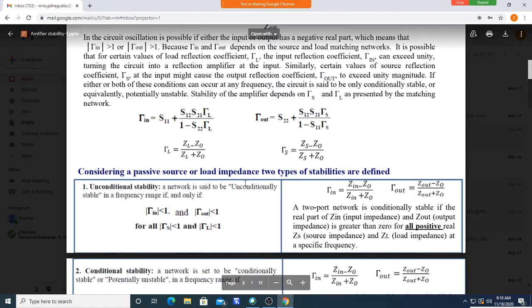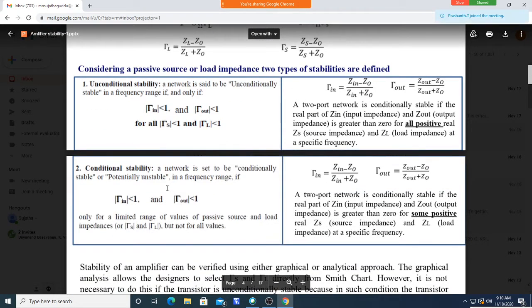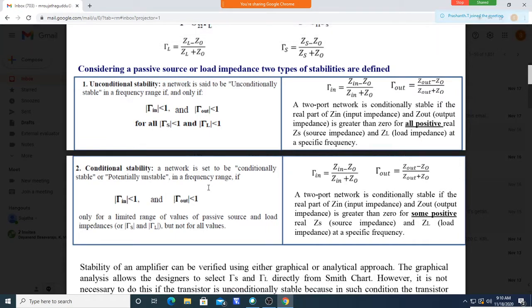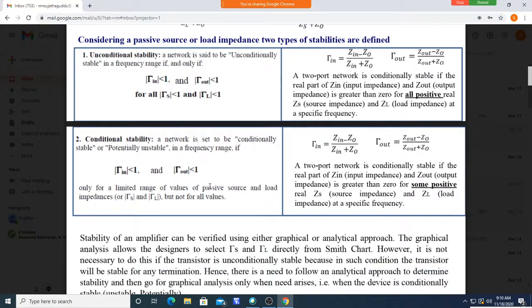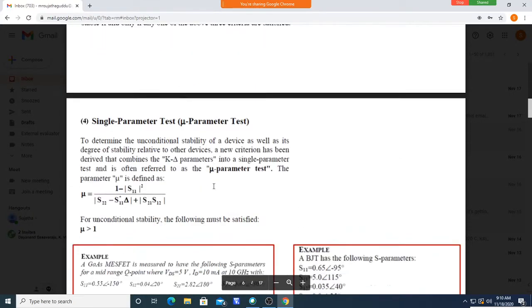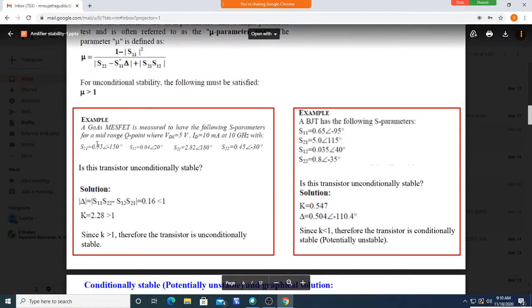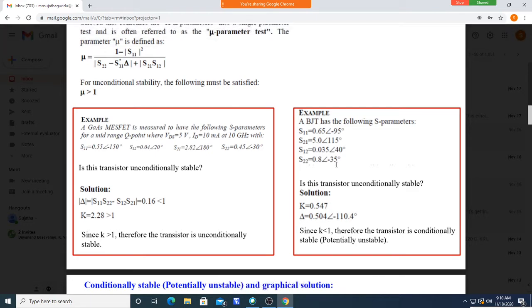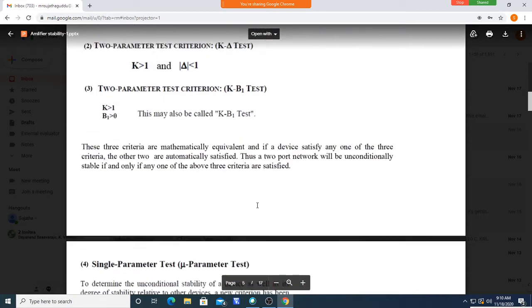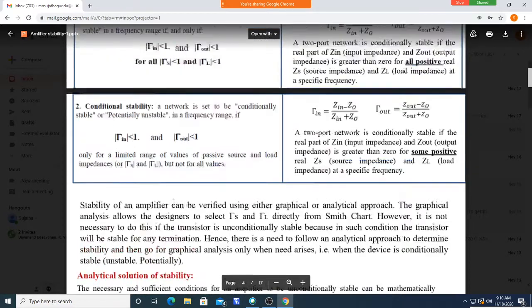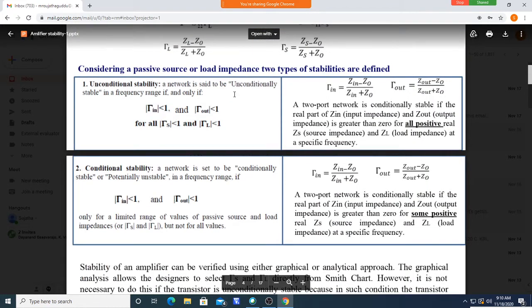So how do you check conditional or unconditional stability? That is using the S matrix of the given device. The S matrix will be provided, for example, for some BJT. Using this S matrix, you can come to know whether the device is unconditionally stable or conditionally stable.